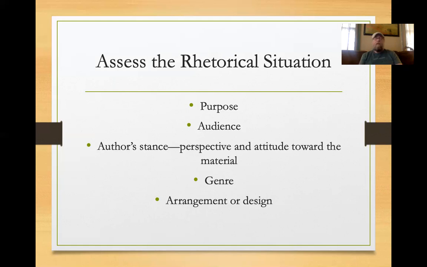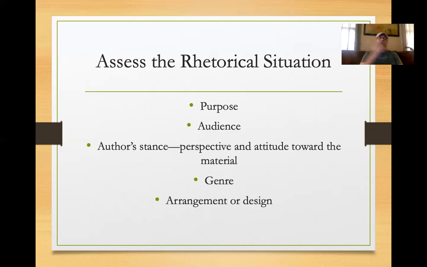And what the author is trying to do will give you a specific way of looking at that text, helping you understand what he's trying to do, but also understand whether what he is doing is honest or not. And we'll talk about that later. Audience: who's he writing this for? If it's a persuasion, who's he trying to persuade? And how's he doing it? Kind of back engineer his rhetorical plan.